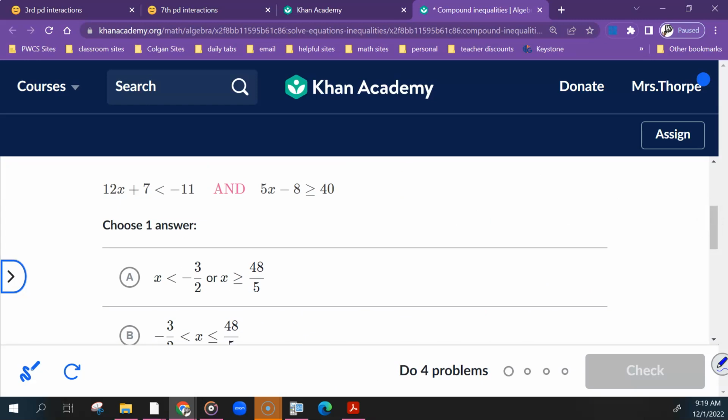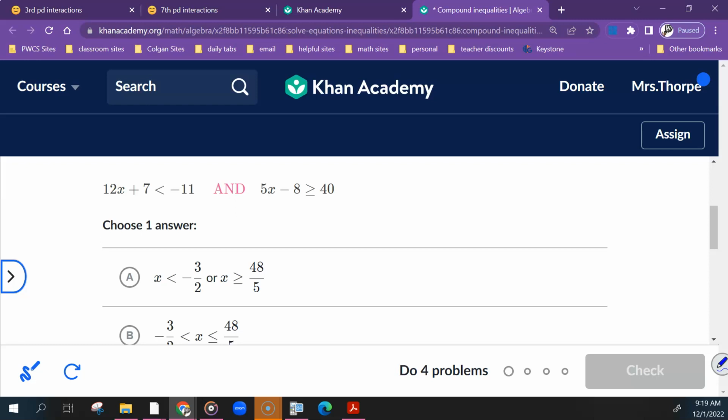Alright, so this first one says 12x plus 7 is less than negative 11, and 5x minus 8 is greater than or equal to 40. Write those two down. Make sure it says and in between so you know that it's an and, so when you go to do this later, you know which one it was. With these problems, you're going to solve each one separately, not like what we did where you solve it all together.